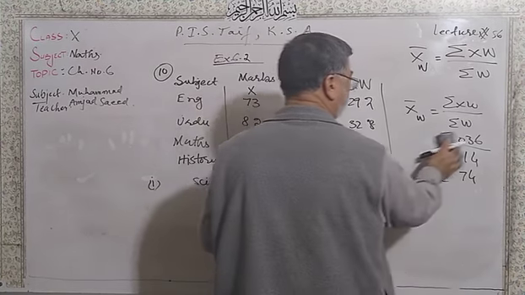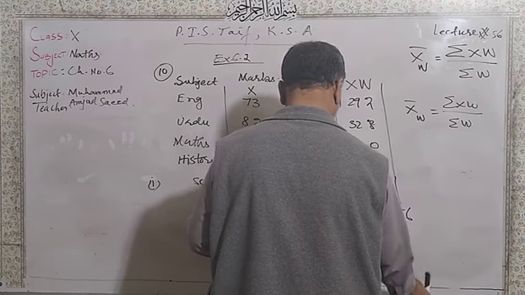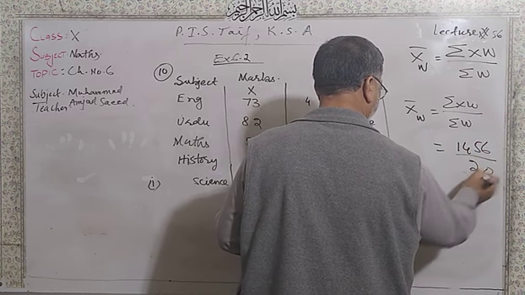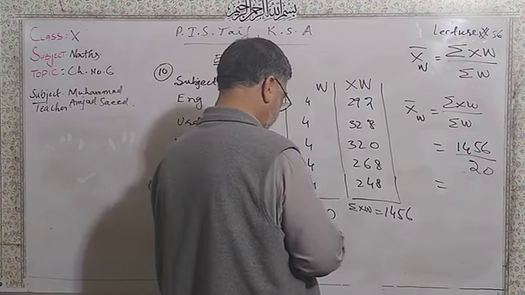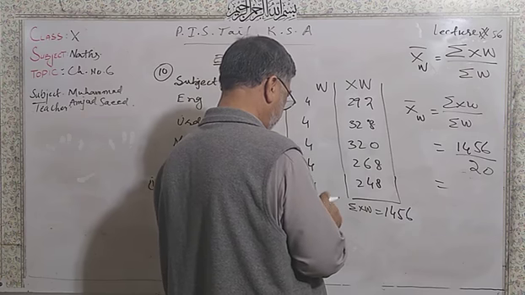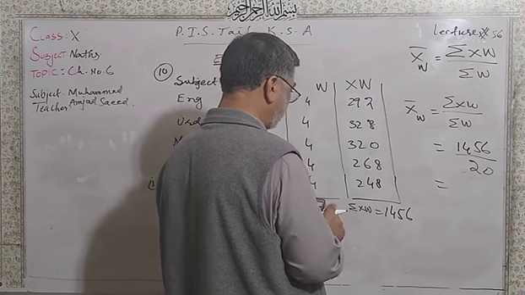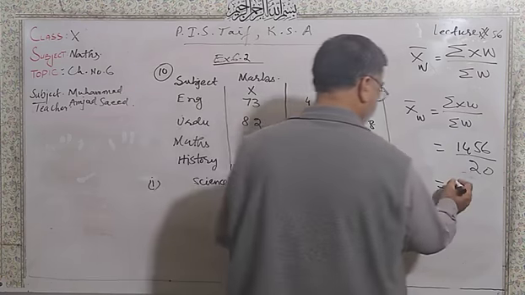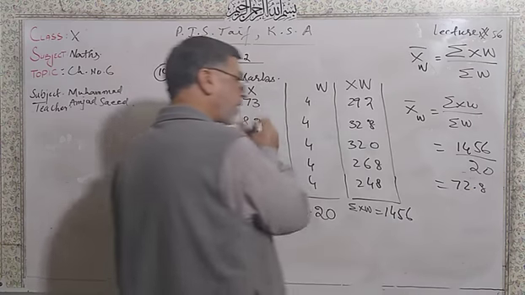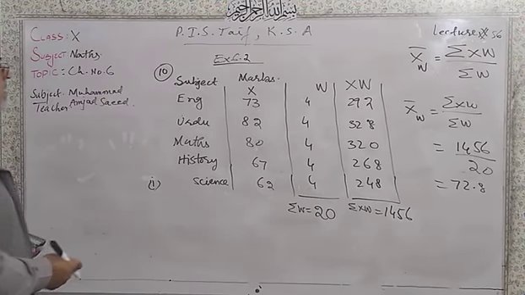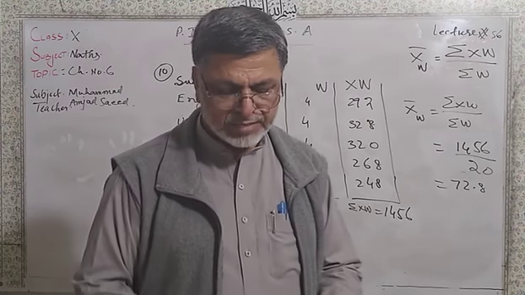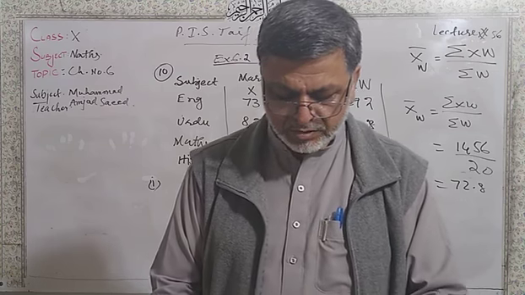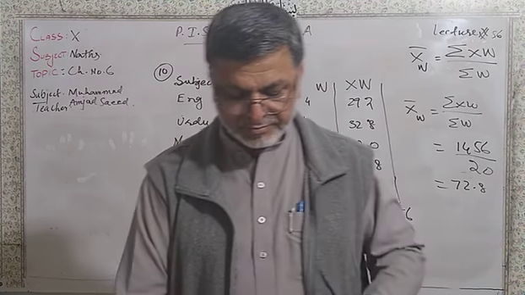Same formula, you simply change your values here: 1456 divided by 20. Your answer is 72.8. So dear students, this was your question number 10. After that, you can check question number 13.